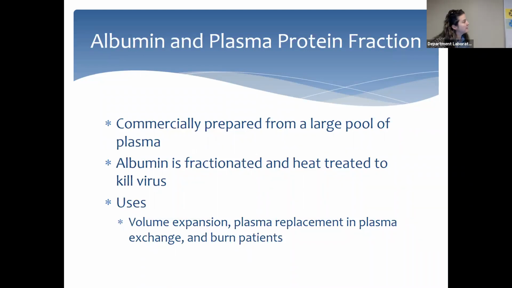All right, so albumin and plasma protein fraction, these are commercially prepared from a large amount of plasma. Albumin is fractionated and then heat treated to kill any type of virus that might be a potential risk. They will use this if you guys ever come to the hospital and you present dehydrated or anything like that. They might give you what we call plasma expanders. Albumin is one of them. Saline is another one. Ringer's lactate that we're going to talk about is another option as well. So they're just kind of volume expanders, if you will.